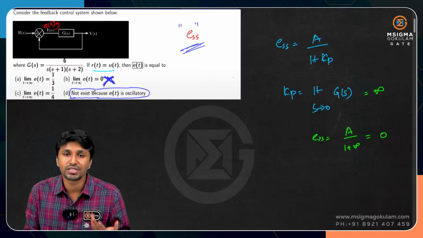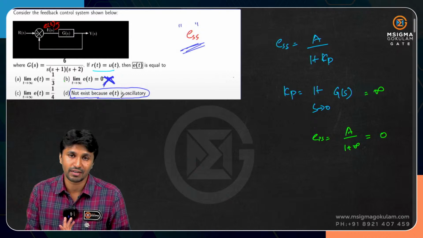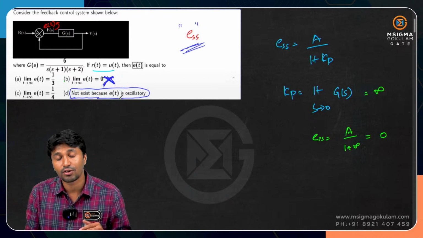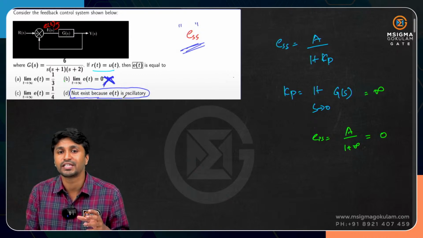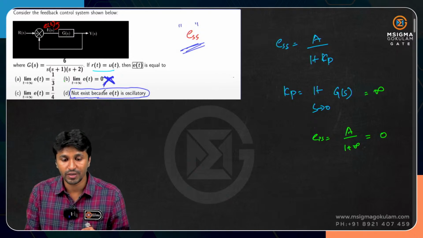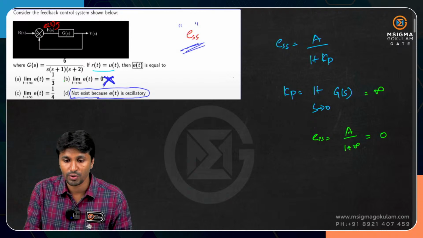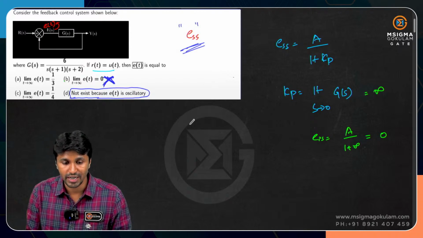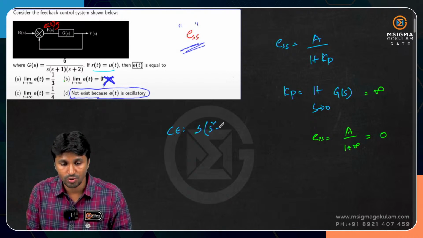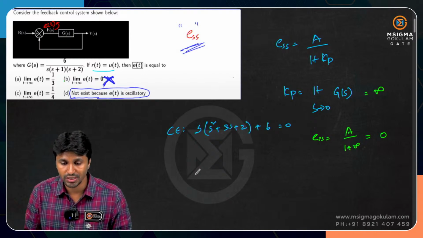So if there is no stable output, there is no question of finding steady state error. You can find steady state error only and only if you have a stable output. So you have to check whether the given system is stable or unstable. How do you check that? You can use the RH criteria. What is the characteristic equation that you get? s into s square plus 3s plus 2, plus 6, is equal to 0. This is the characteristic equation.